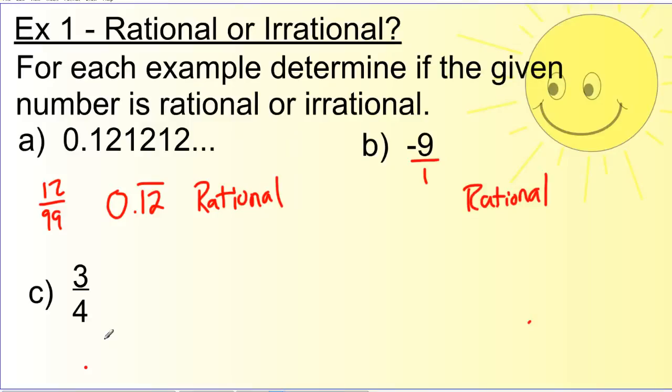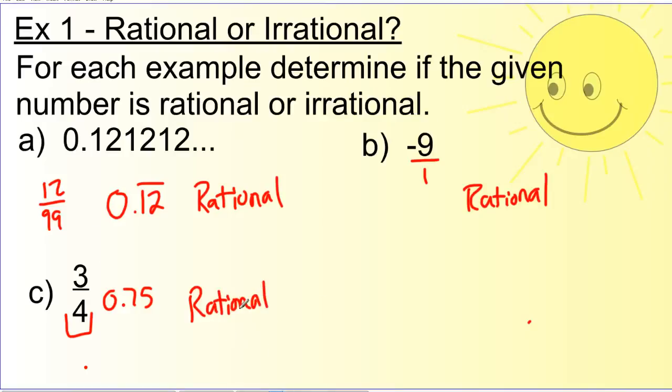3/4. Is it pretty? Can we write it as a fraction? Well, yeah, it's not so ugly looking. If I change it to a decimal, if I divide that, I would get 0.75, which is pretty. And clearly it can be written as a fraction because it is already written as a fraction. So this is a rational number.